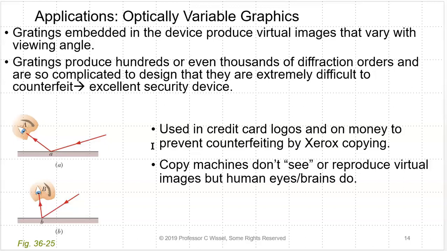They're used in credit card logos and on money to prevent counterfeiting by Xerox copying, because Xerox copying requires a real image to copy. You can't copy a virtual image. Copy machines don't see them or reproduce them, but our eyes and brains do, so it makes them very useful.